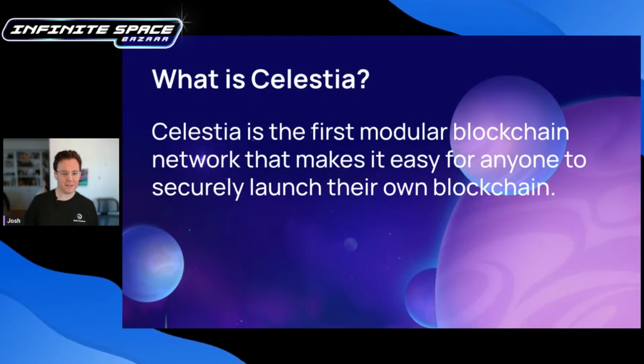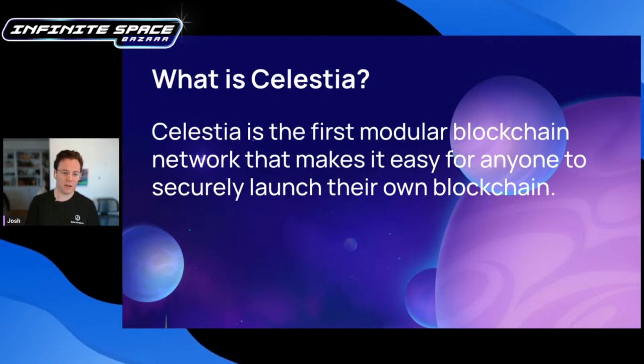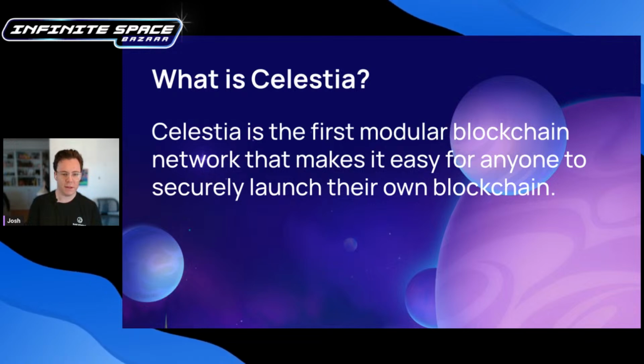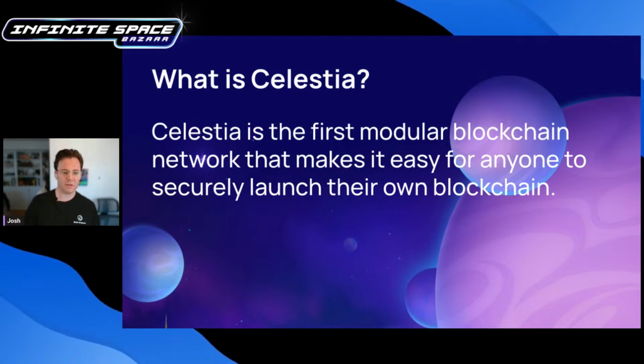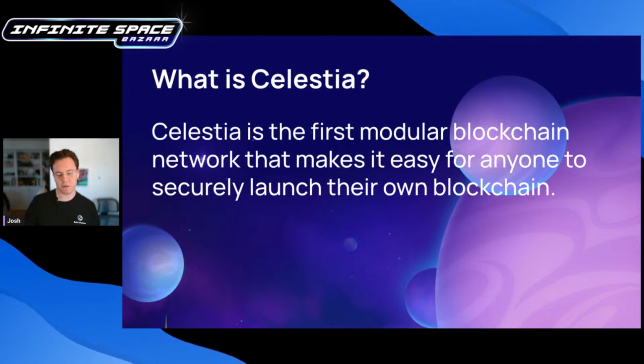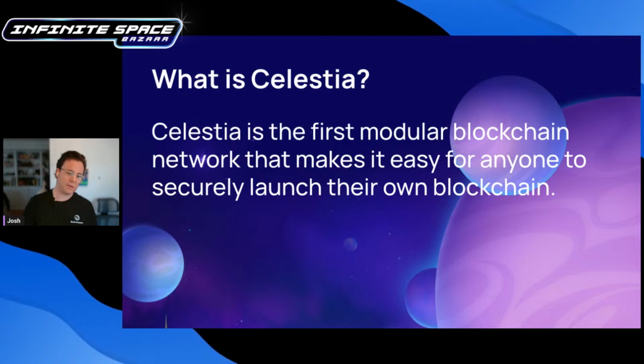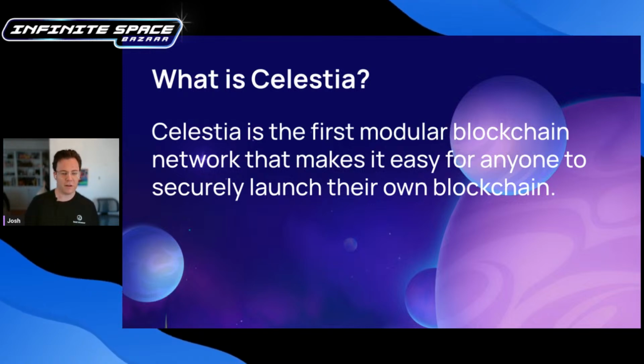So what is Celestia? If you're here, you probably already know, but Celestia is the first modular blockchain network that makes it easy for anyone to securely launch their own blockchain. This is made possible by data availability sampling, which we'll get into a little bit later. But this basically allows everyone to be able to sample the chain. And the more people that do that, the more block space we can have, and therefore the more rollups we can have that all share a common layer, Celestia, for security.